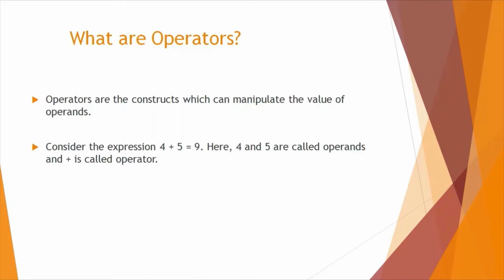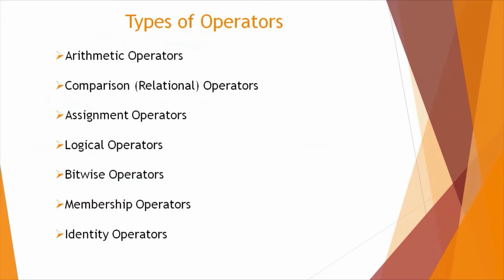Operators are the constructs which can manipulate the value of operands. Consider this expression, 4 plus 5 is equal to 9. Here 4 and 5 are called the operands and this plus sign is called the operator. So we'll discuss all of the operators, and here are all the types of operators.